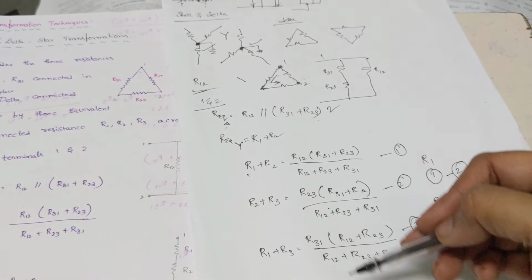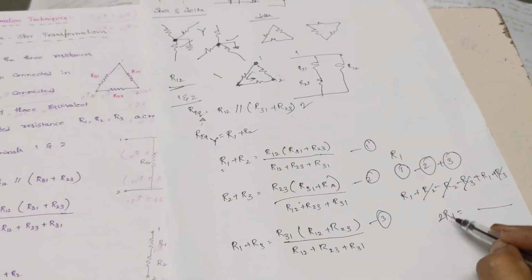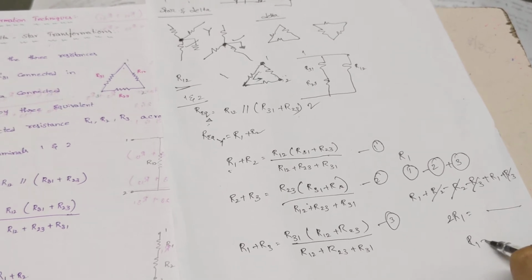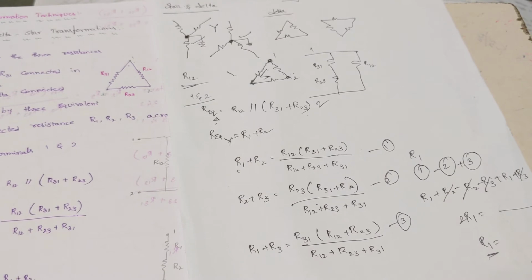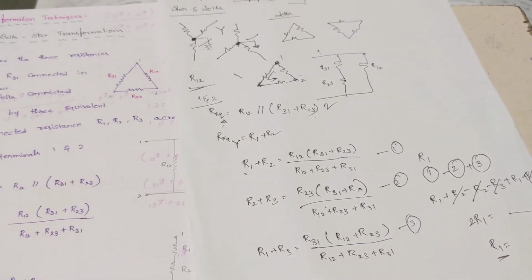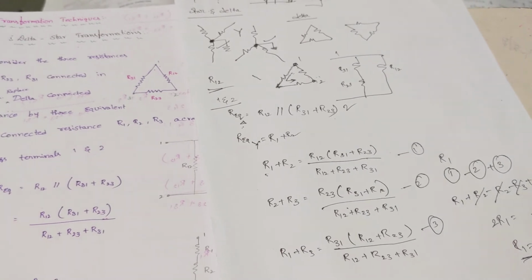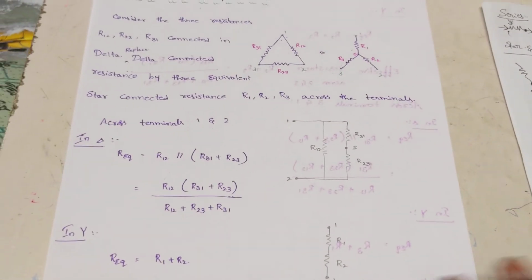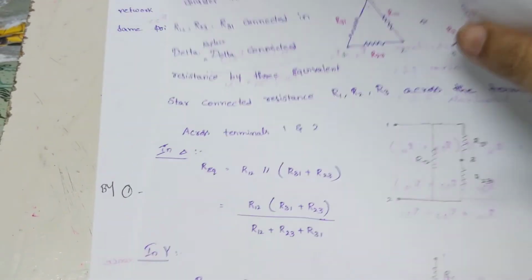Similarly, if you solve the right hand side also, you can get the equation. If you rearrange the terms, you can find the resistor R1 value in terms of the delta resistors. There you can find what the values will be. I will just go through my notes once.